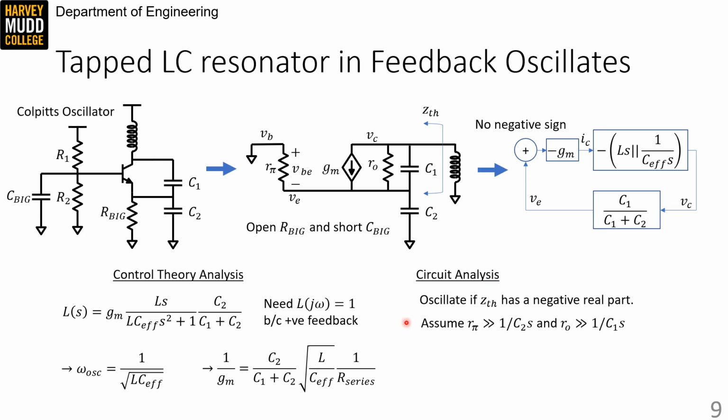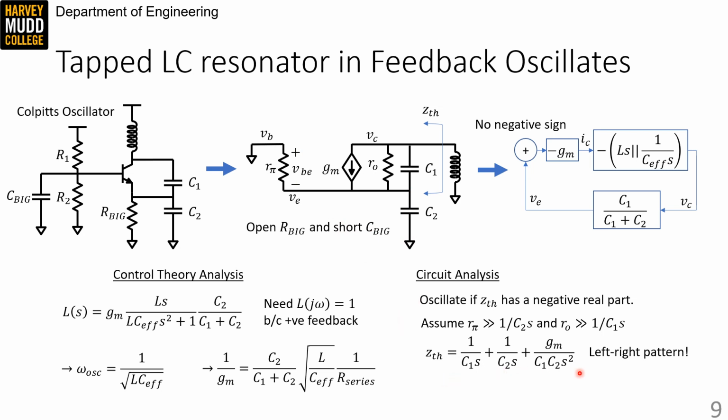To make our life easier, we're going to assume that most of our current is flowing in the cap network. So R pi is bigger than 1 over j omega C2, and RO is bigger than 1 over j omega C1, which is a reasonable assumption if the frequency of oscillation is pretty high, and it generally is. Okay, so if we do that, we can open circuit this and open circuit this, and we realize that the impedance we're looking into just looks like a left-right network. C1 is in parallel with GM, C2 connects from GM to ground, and has VBE across it. So we can calculate the input impedance very quickly.